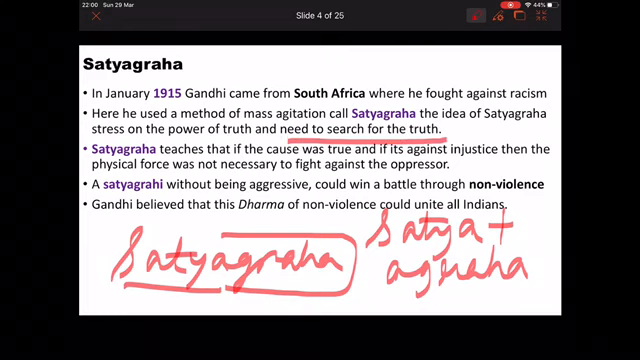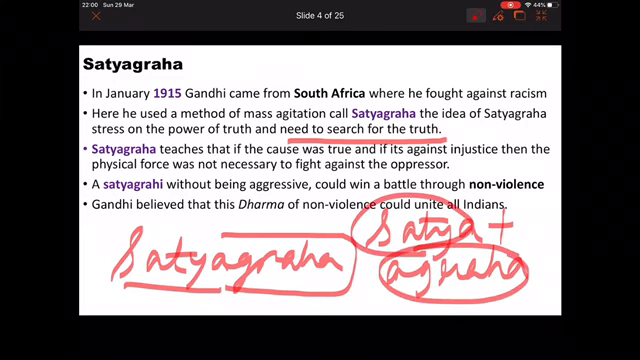I repeat, Satya means truth, Agraha means insistence. If I combine these two separate Sanskrit words, Satya and Agraha, they become Satyagraha. And the meaning of the whole combined word Satyagraha is need to search for the truth. So Satyagraha is basically based on passive resistance. Now what does it mean by passive resistance? It's a new technique. It's peaceful.